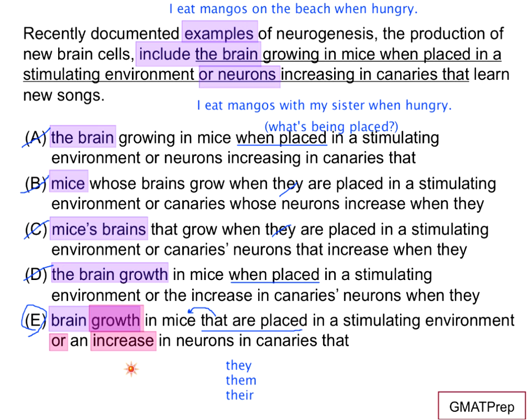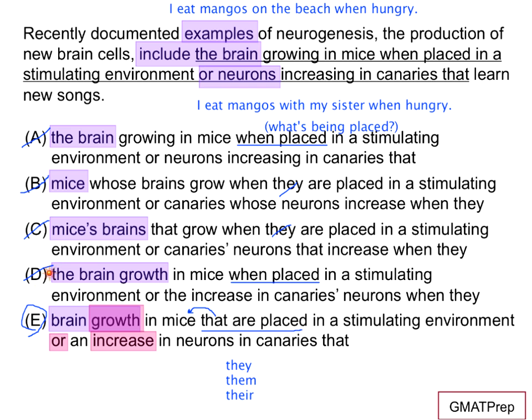Let's see. In D, okay, so the brain growth and the increase. Notice how they did this here, trying to make it look like this is more parallel to try to get you to pick D, right? Because you have the and the. So it seems like it's better somehow, basically.